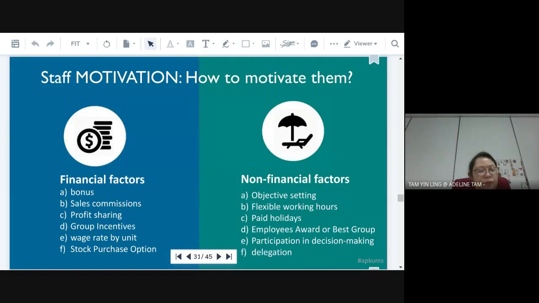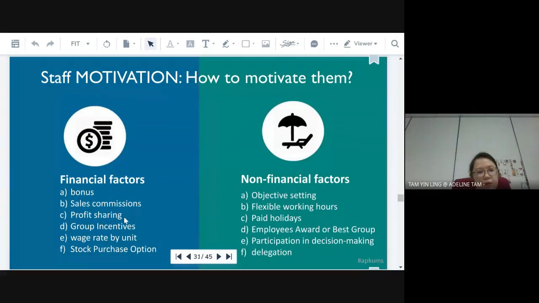It means that we give them money like bonus, sales commission, profit sharing, or other group incentives, and wage rate by unit and stock purchase option. For example, bonus. End of the year, you might get bonus if the company is doing well. Okay? Or sales commission, for example, commissions for selling 100 units of t-shirts. Okay? Special commissions if you sell more than 100 units of t-shirts.